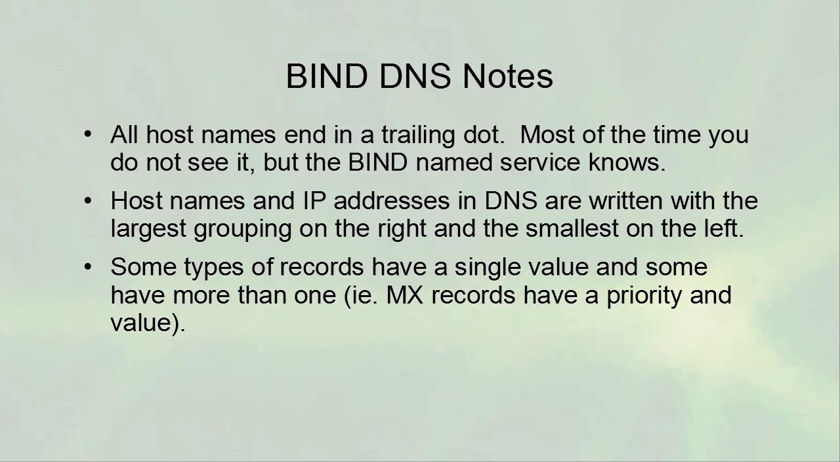Also, some types of records have a single value and some have more than one value. MX records have a priority and a value. So an MX record will take a name, usually a domain name, and then it will give you a priority, and it will also give you a host name of a machine you can talk to if you want to send your mail. In addition to that, there's things like the SOA records and other records that have multiple different pieces in them.